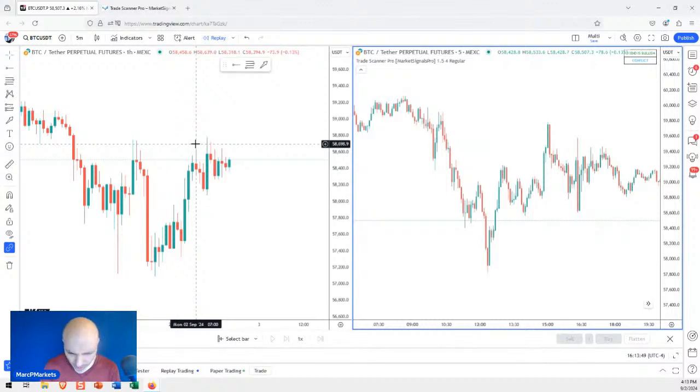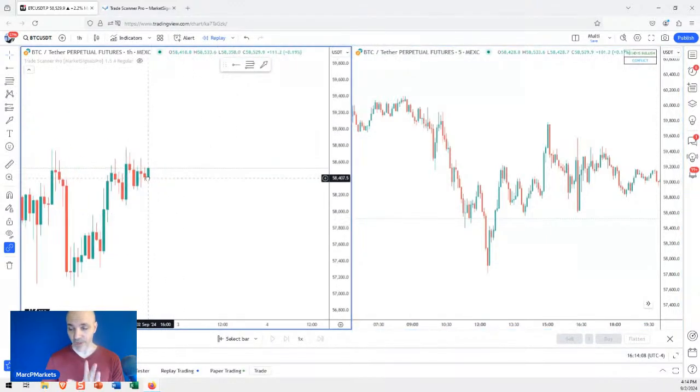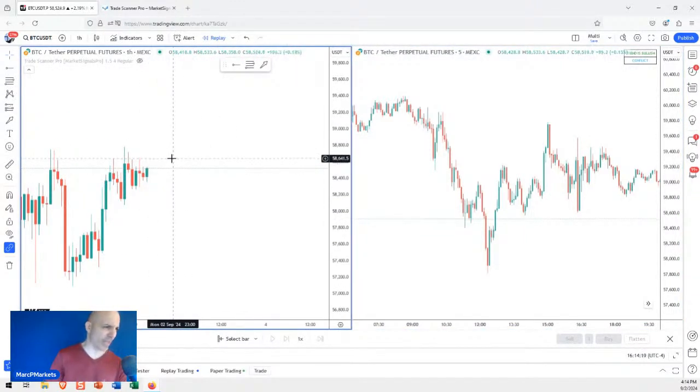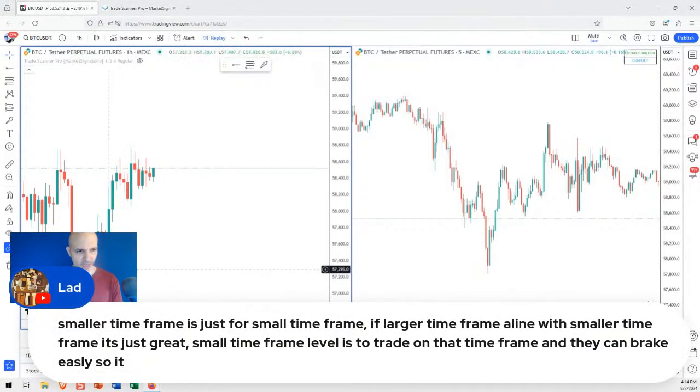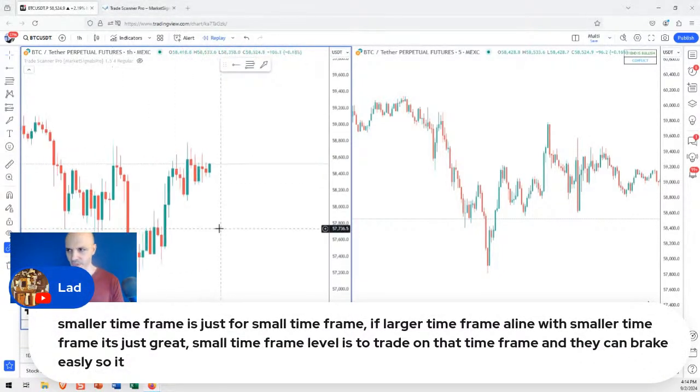Lad says smaller time frame is just for a small time frame. If larger time frame aligns with smaller time frame, it's great. Small time frame level is to trade on that time frame. Yes. Okay. That's pretty much a good summary. So each time frame has its own support and resistance levels. That was really the main point of that. It sounds like you got it. It's a good explanation. Yeah, I'll put that up for people to read. That's how Lad summarized my lesson.